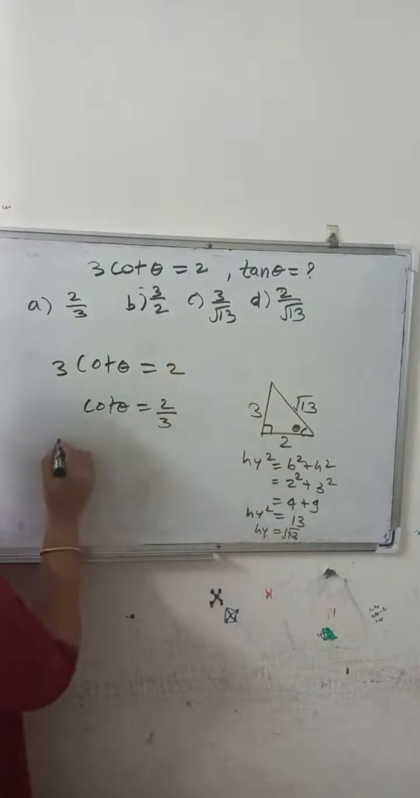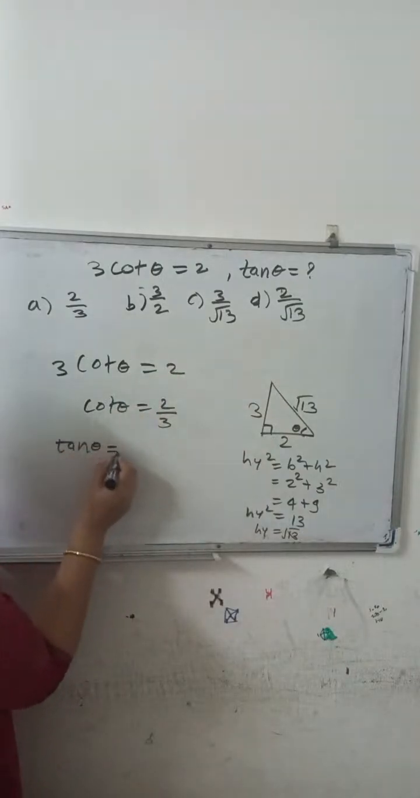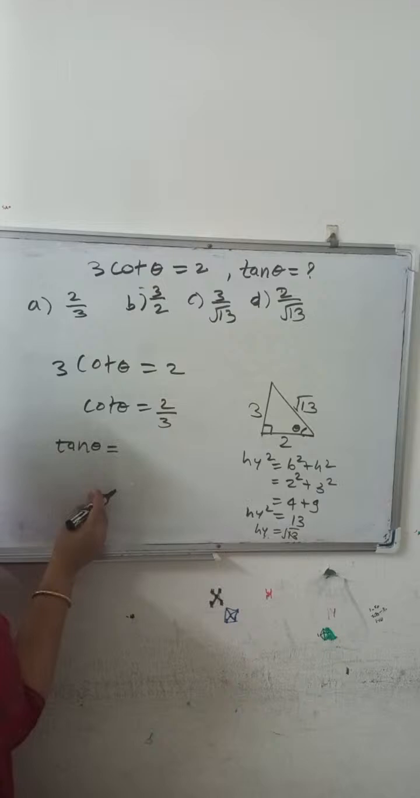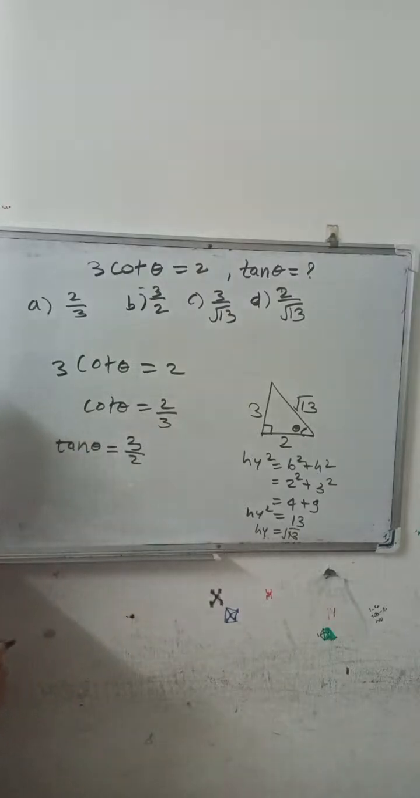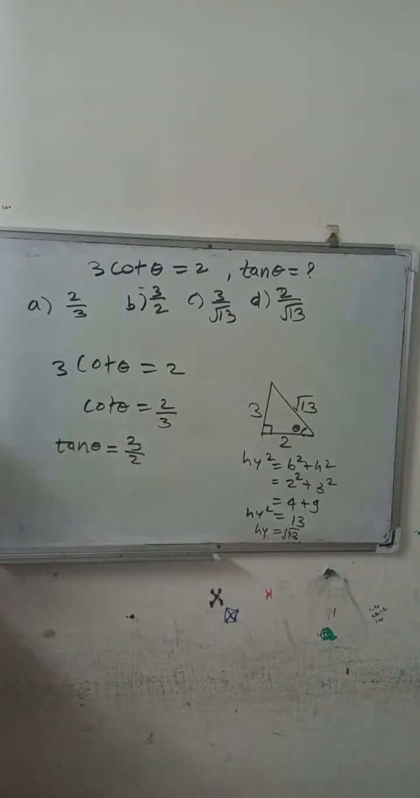They are asking us to find tan theta. So tan theta is nothing but 3 by 2. They made a fool of us, no? Cot is the reciprocal of tan theta. Cot theta we have 2 by 3, then tan is nothing but 3 by 2. So option B. So here I solved this question. If they ask for 2 marks, then how to solve this? Otherwise you can apply the identity and find the answer.